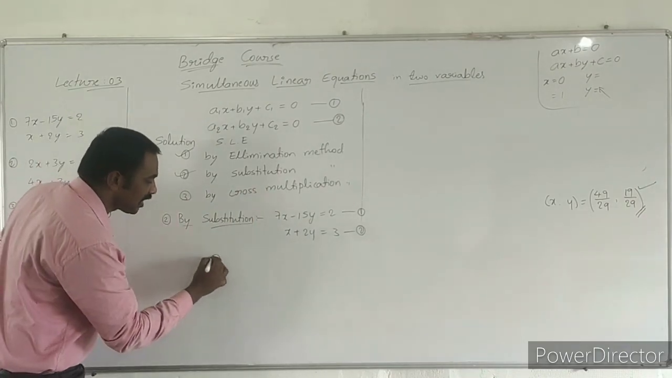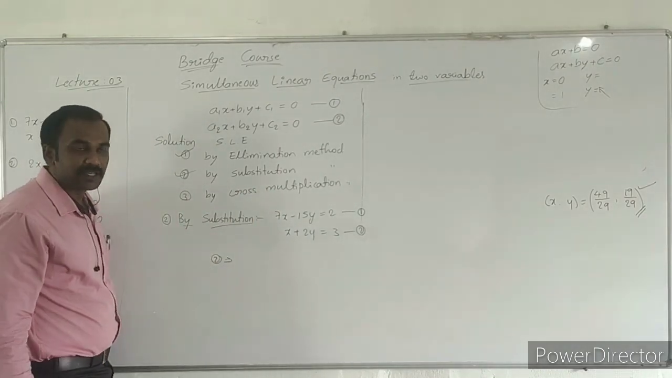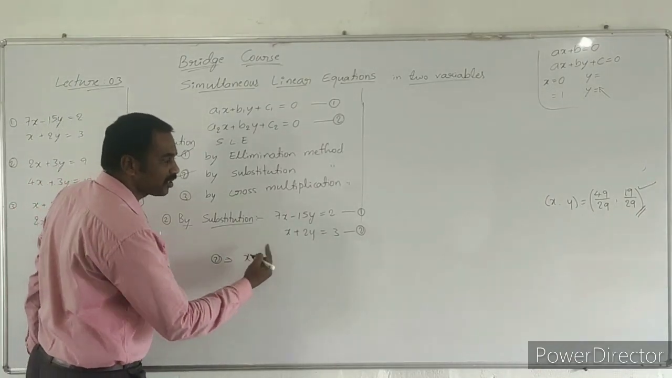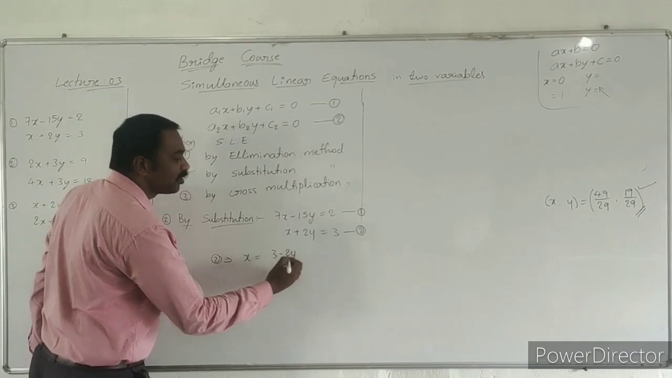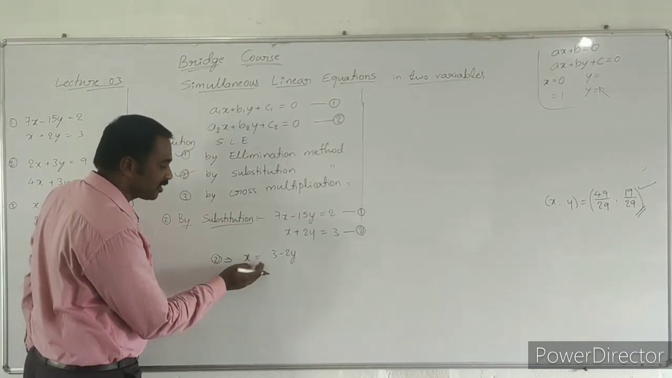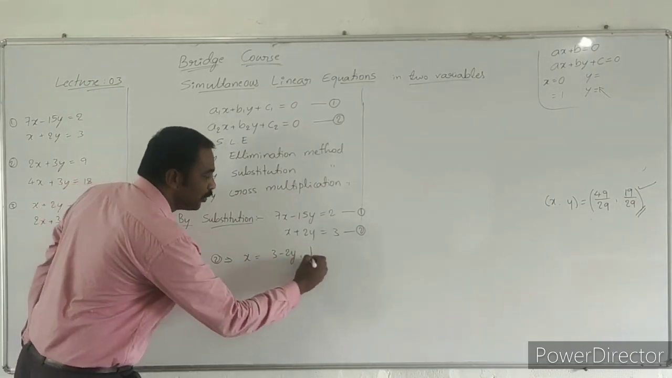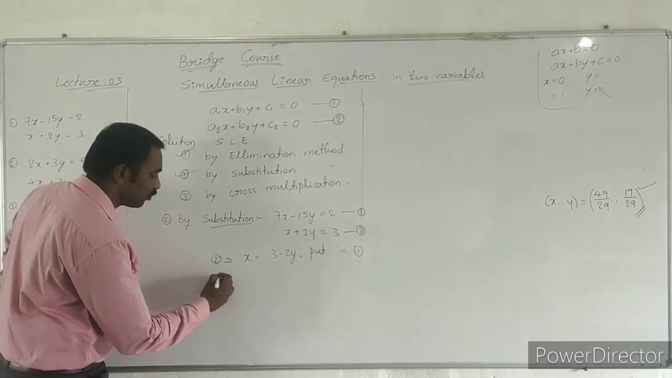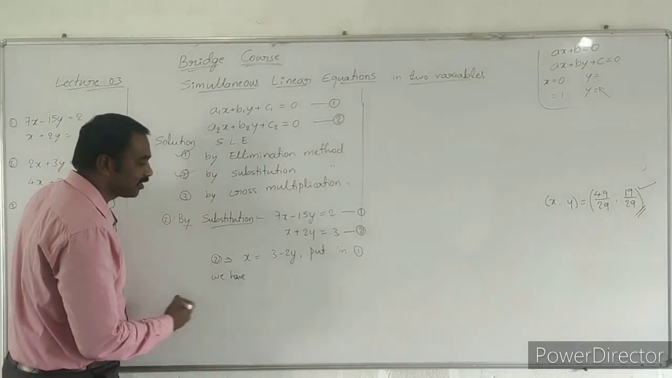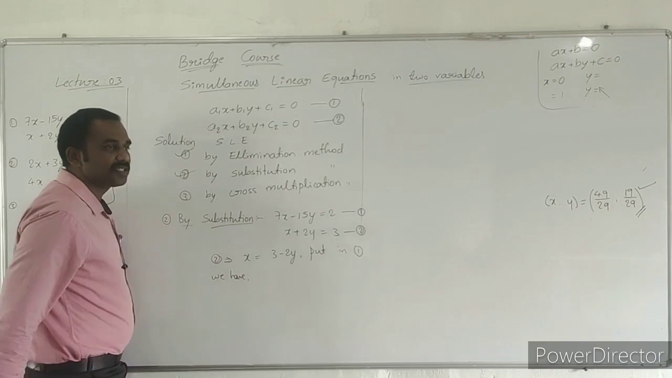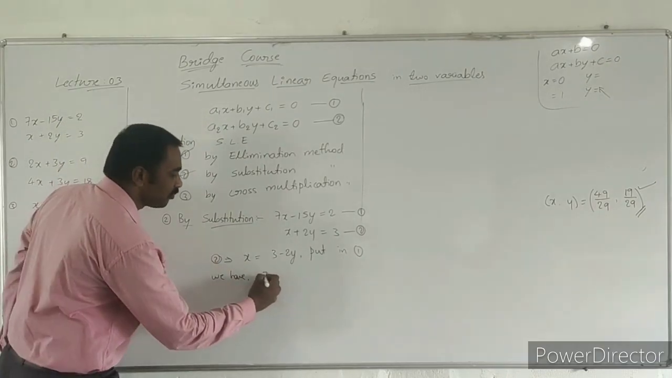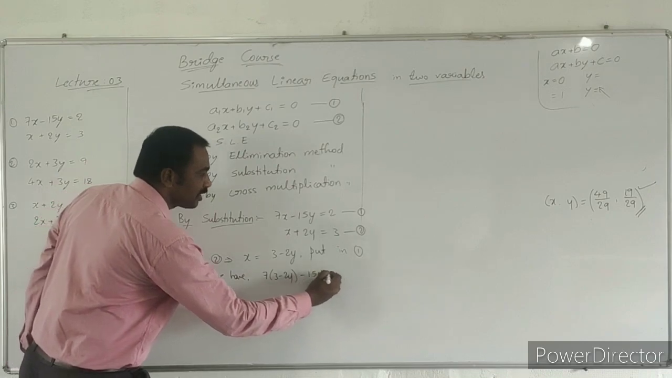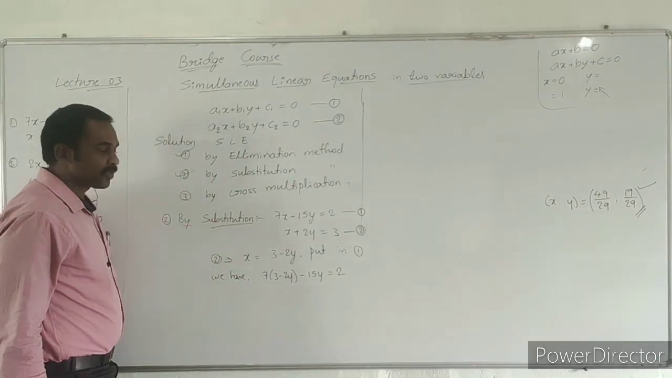Now what I do is, I write equation number 2, which implies, what is the x value from equation number 2? x is equal to 3 minus 2y. So put this x value in equation number 1. What will we get? Wherever x is there, replace it with 3 minus 2y: 7 into (3 minus 2y) minus 15y is equal to 2.